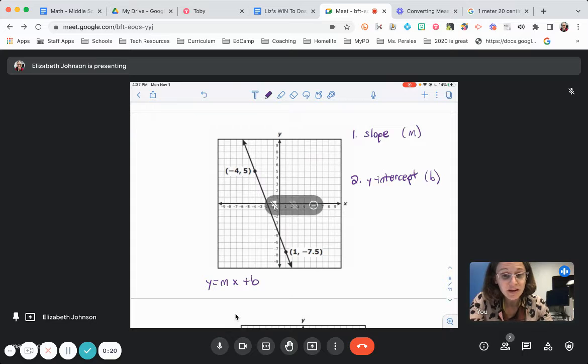Now remember, you don't have to memorize this formula. It's on your formula chart. Y equals mx plus b. What you do need to know is that m is your slope and b is your y-intercept. Okay, so let's take a look at the line we have here.